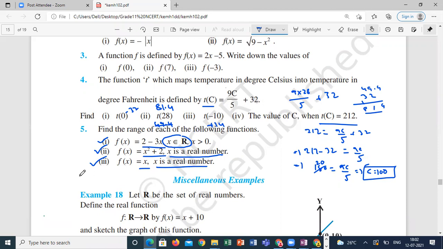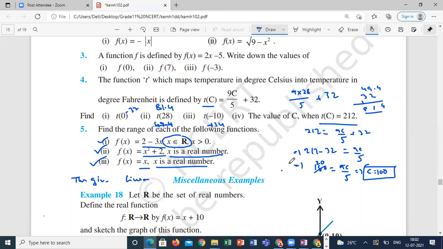How will you explain here? The given function is a linear function. If f of x is a linear function, the range is R. If f of x is a square function, the range is R. If f of x is a cubic function, a polynomial function, the range is R. Will you remember? In the book it is not given, but we discussed. We showed with the different graphs: x power 3, x power 4, x power 10, x power 90, everything we discussed. Understood, guys?